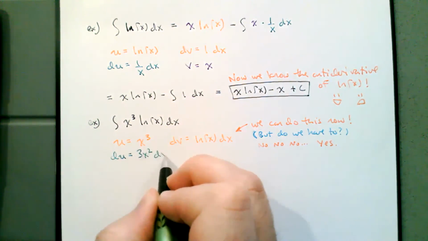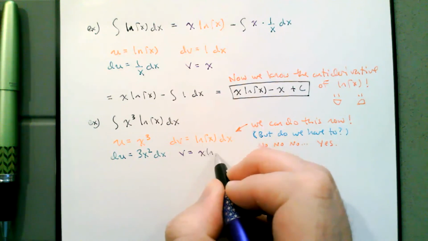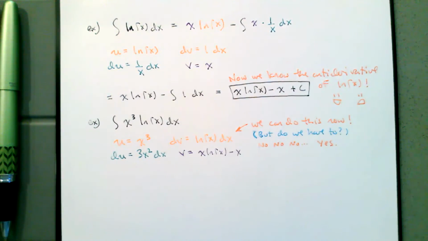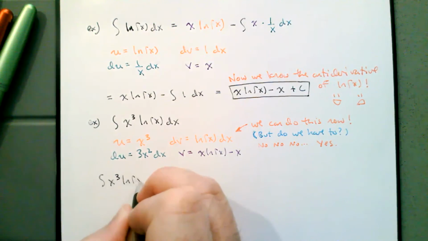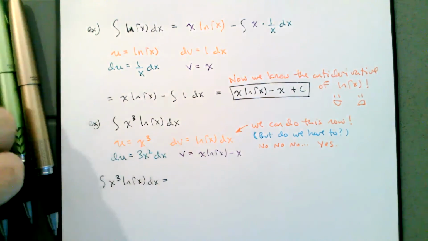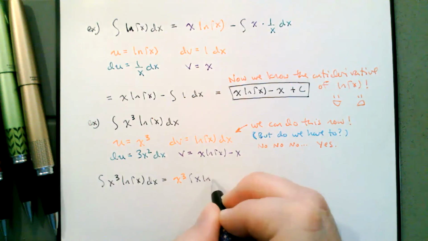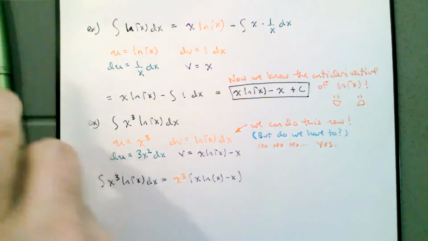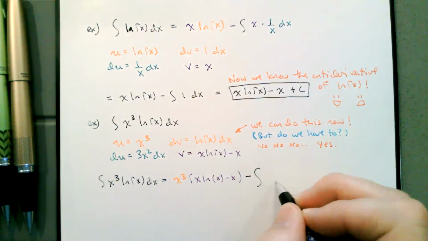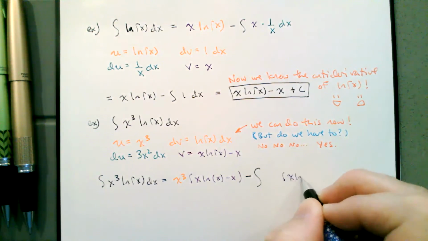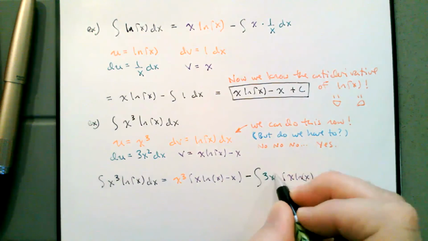Du is 3x squared dx, and v, a little messy, but we know it. The integral of natural log of x is x ln x minus x. We've got our parts, so the next thing is to plug them into the parts formula. The integral of x cubed natural log of x dx is uv, so x cubed times x ln x minus x, minus the integral of v times du. So v is x ln x minus x times du, which is 3x squared dx.